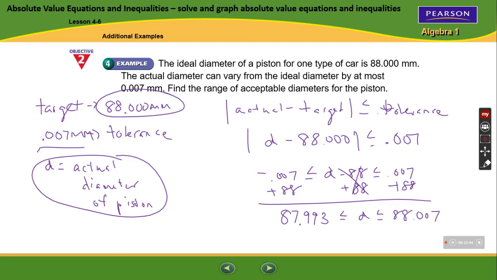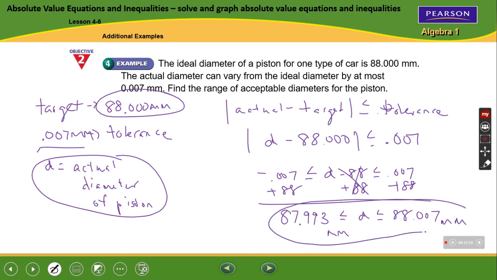So what we found out is that our diameter can be at lowest 87.993 millimeters and at most 88.007 millimeters. And that is the range of acceptable diameters for this piston piece.